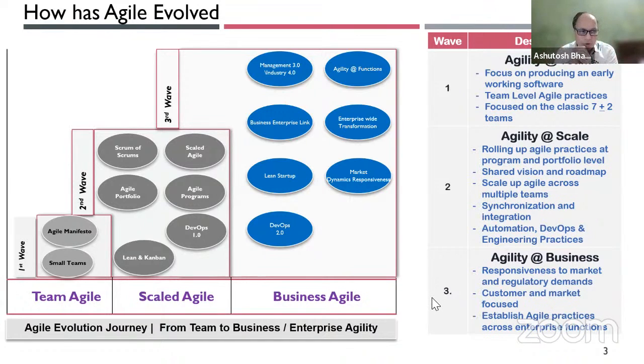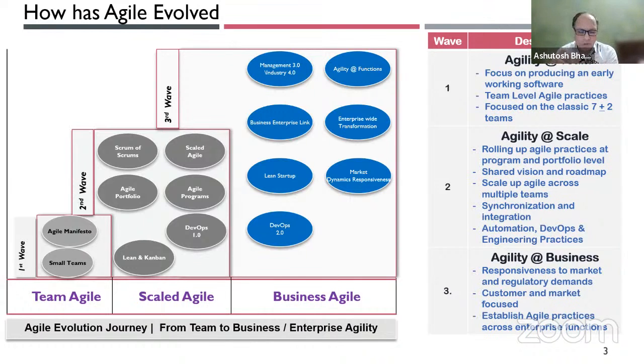I'm using the word roll up because that was literally the lingo they were using in those days, even before they started very consciously using the word scaling. Scaling as a word came around 2013, 2014, I would say. But the word which I heard was roll up. Can we roll up the agile ways of working even at an enterprise level? So we had lean startup, we had budgeting. How can I bring about budgeting in an agile way of working?